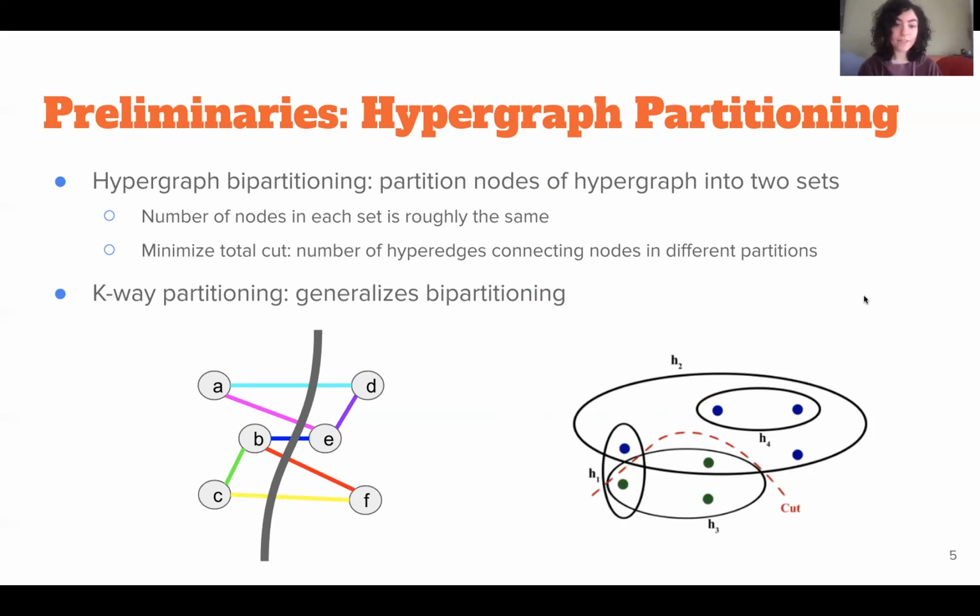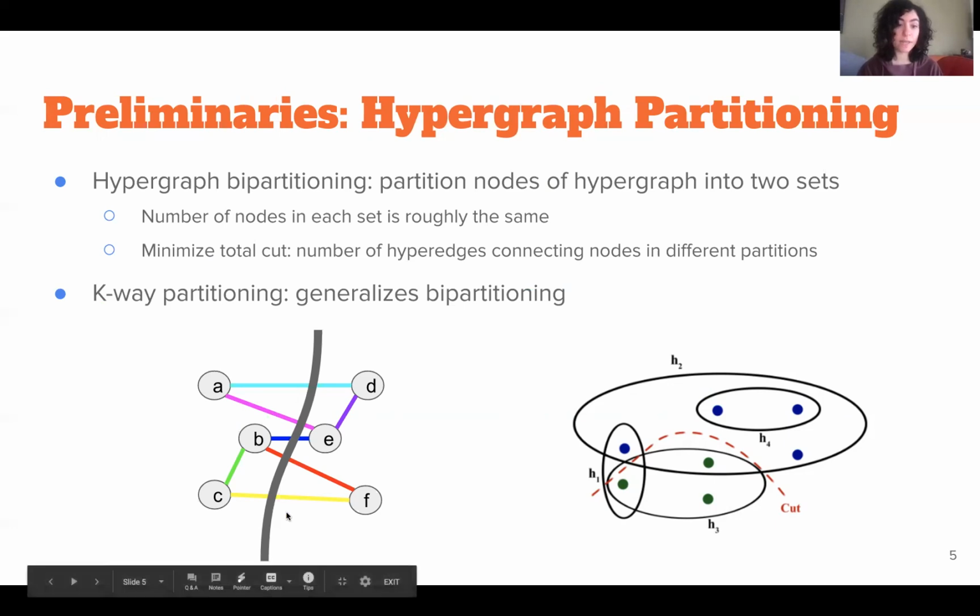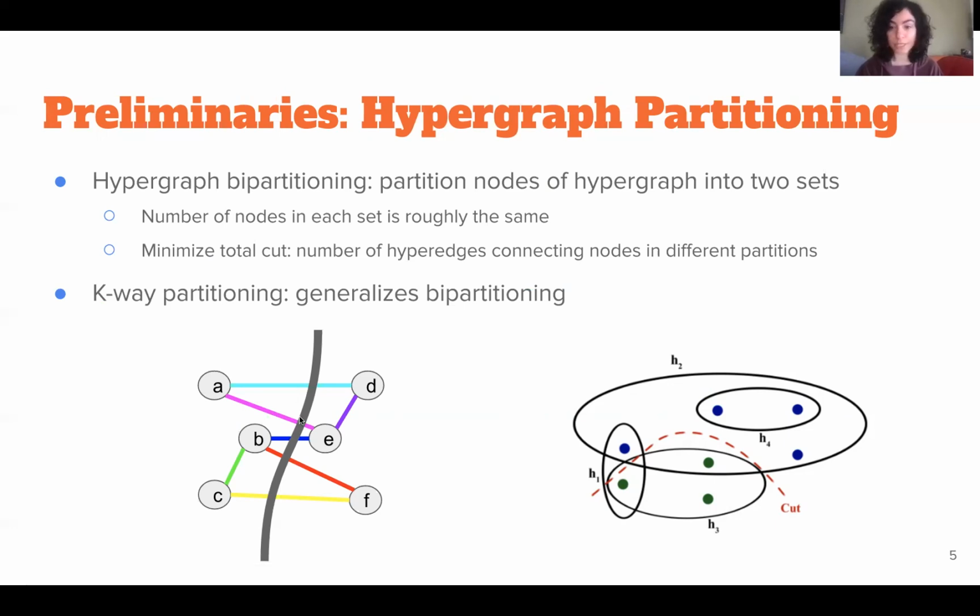For example, on the left, we have a graph. This graph has two partitions divided by this gray line, and all these edges are cuts because they have nodes in both partitions. On the right, we have a hypergraph. This hypergraph also has two partitions, blue and green, and hyperedges H1 and H2 are cuts because they have nodes in both partitions.